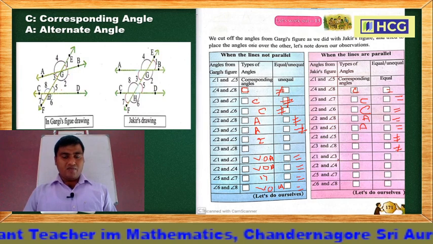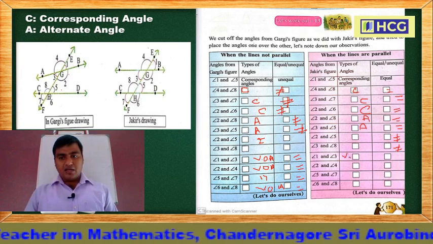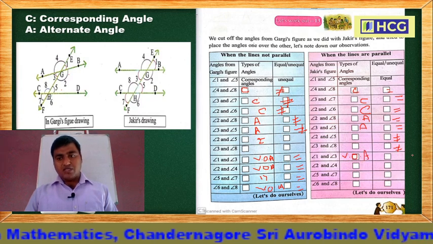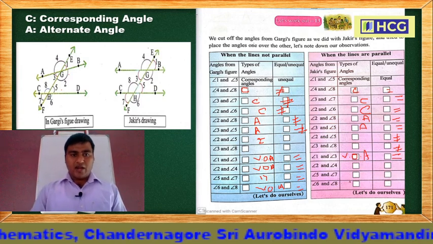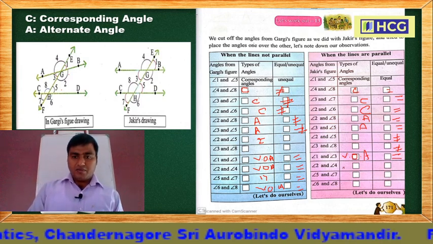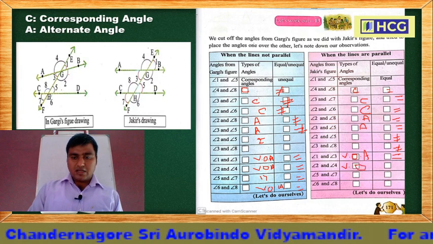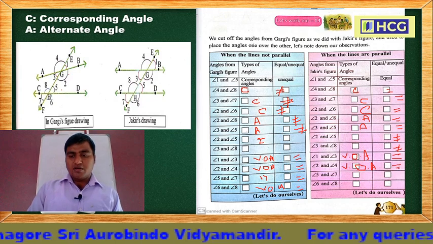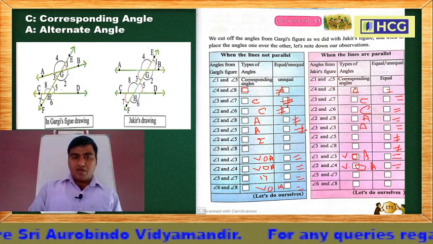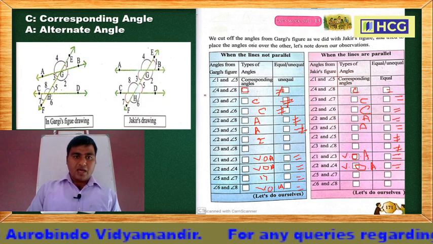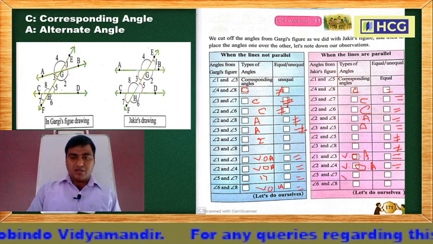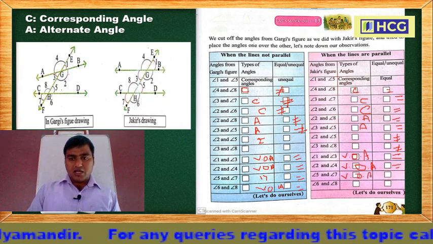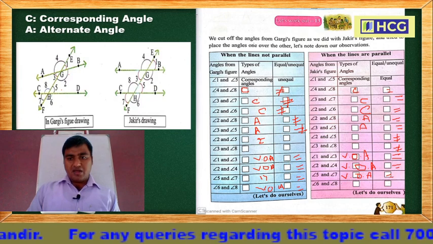Angle 1 and angle 3 are vertically opposite angles. Vertically opposite angles are always equal. Angle 2 and angle 4 are vertically opposite angles, always equal, whether the two lines are parallel or not parallel. Angle 5 and angle 7 are vertically opposite. Vertically opposite angles are always equal.